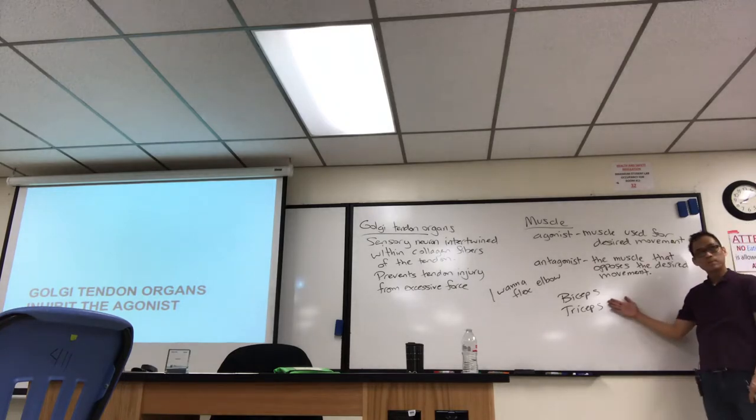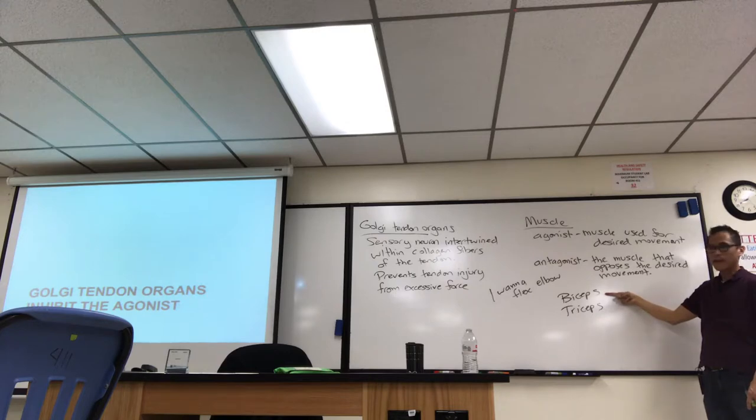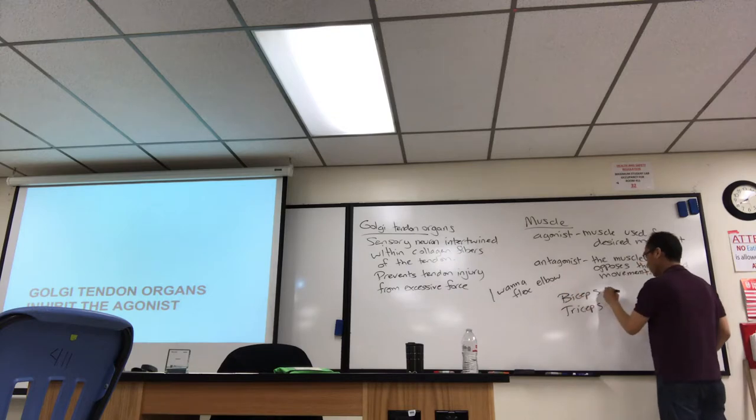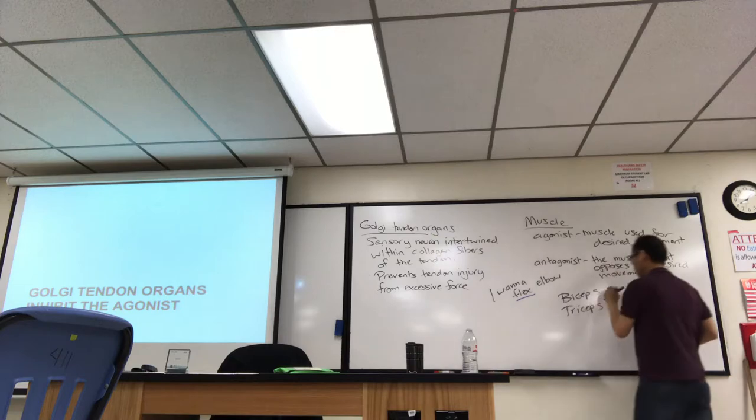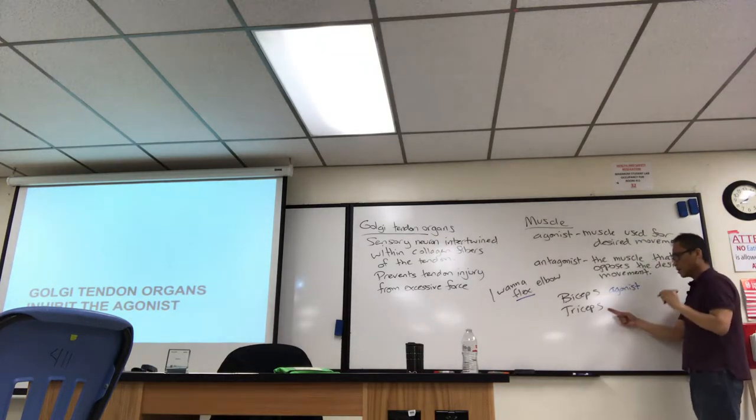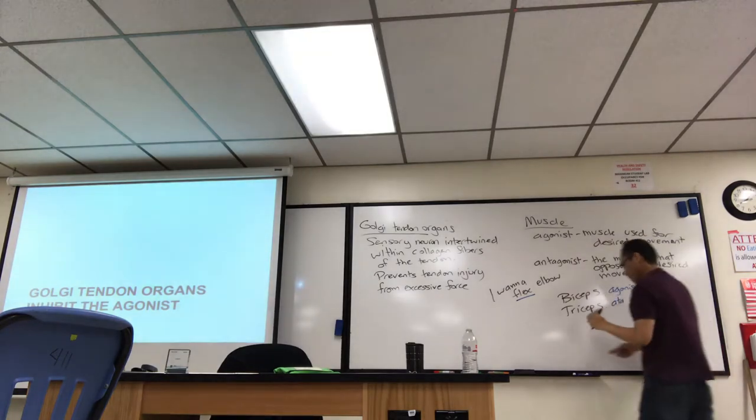Which muscle do I want to use to flex the elbow? You haven't forgotten that, have you? Biceps. That's an easy one. So, based on our definition, biceps is what? Agonist or antagonist? The agonist. In this example, if you want to flex, biceps becomes the agonist. So what's triceps? Antagonist. You use biceps to flex your elbow, not the triceps.